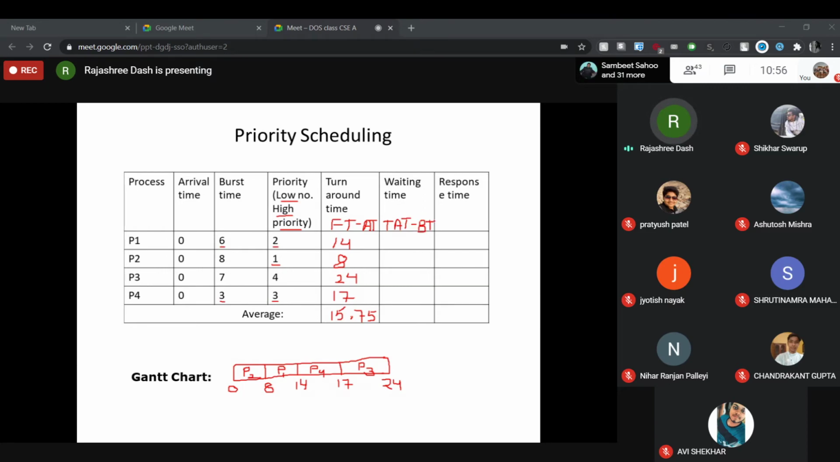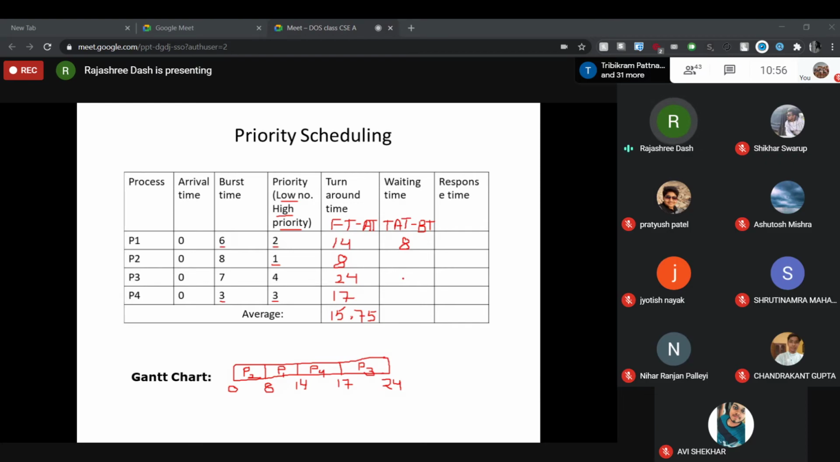So what is the waiting time for P1? 14 minus 6. Most of the time students make the mistake of simply subtracting 2 from 14. Don't use the priority number in calculating the turnaround time, waiting time or response time. The priority number is only compared for selecting the process. After that it has no use. So 14 minus 6, not 14 minus 2. That is 8.